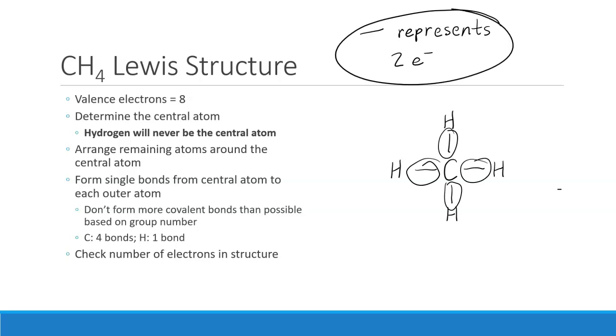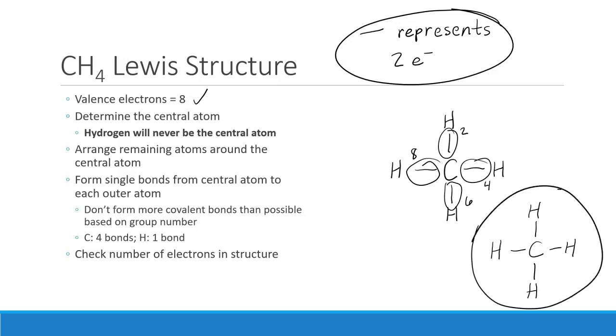Okay, so that's important. If each line represents 2 electrons, then we have 2, 4, 6, 8, or a total of 8 valence electrons. And so our final structure is the carbon singly bonded to 4 hydrogens. Okay? Now let's look at a second example.